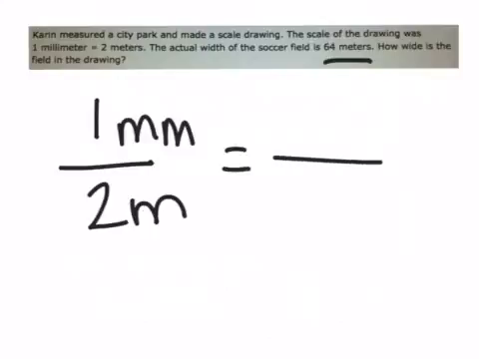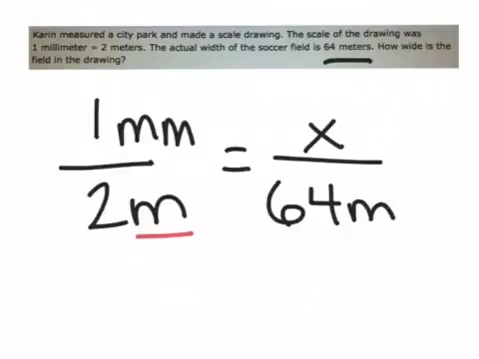So I'm going to look at the first proportion. Where was meters? It was in the denominator of the fraction, so 64 meters would go in the denominator of this fraction, and I'm looking for the numerator. I'm hoping you are saying, I know how to solve this because we've been working on proportions for a very long time. You're going to take 64, multiply it by 1, that gives you 64, and then you'll be dividing it by 2 to get 32. So in the drawing, it would be 32 millimeters in length.